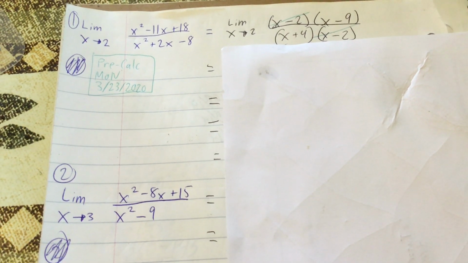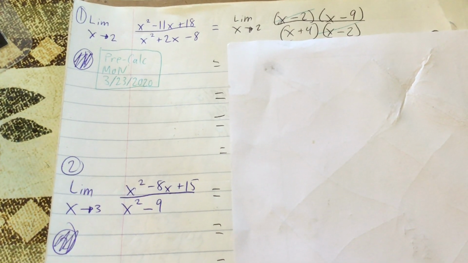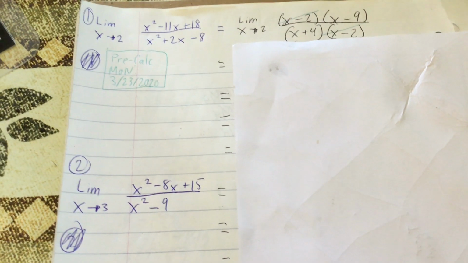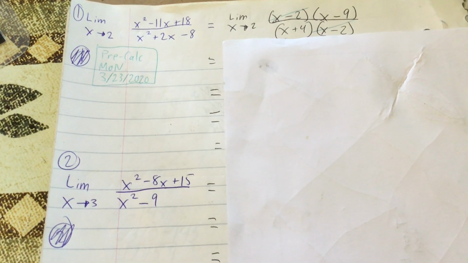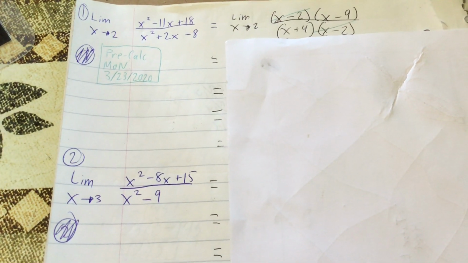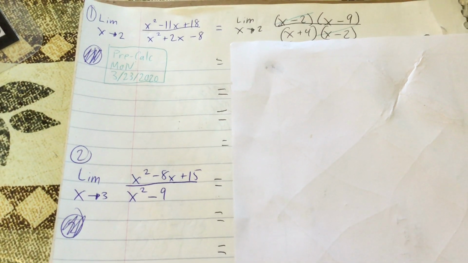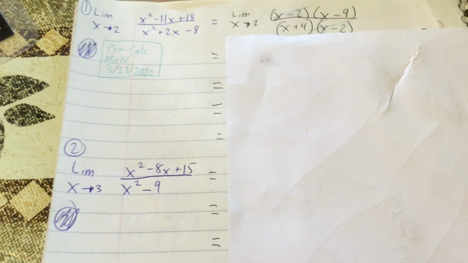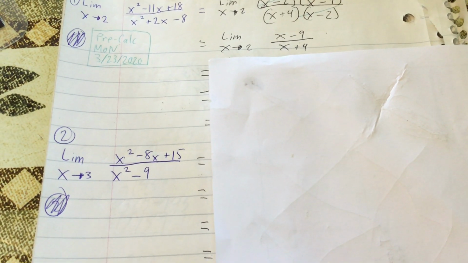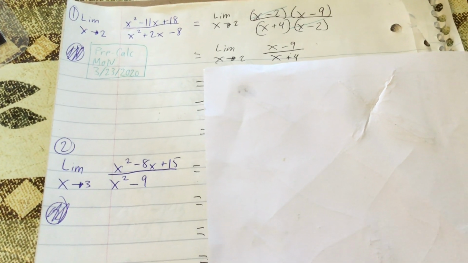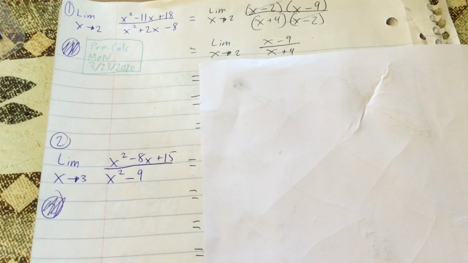And you'll notice that the top and bottom both have an x minus 2. And we are trying to find the limit as x approaches 2. So if I plug in x equals 2, you get x minus 2 over x minus 2. You get 2 minus 2 over 2 minus 2, 0 over 0, that'll be $400. We got a hole in the graph. So we cancel out the hole in the graph, leaving us with just the limit as x approaches 2 for x minus 9 over x plus 4. Yes, you must put the limit as x approaches 2 until you can actually plug in x equals 2.